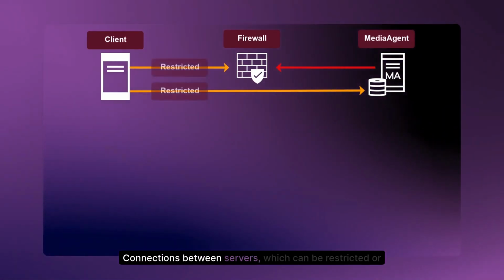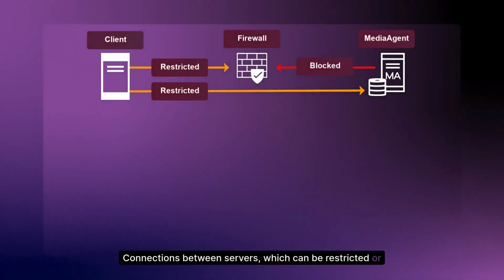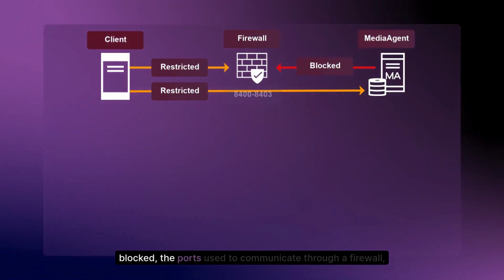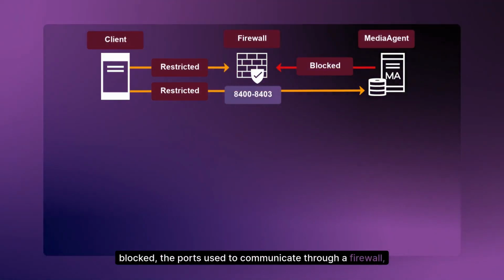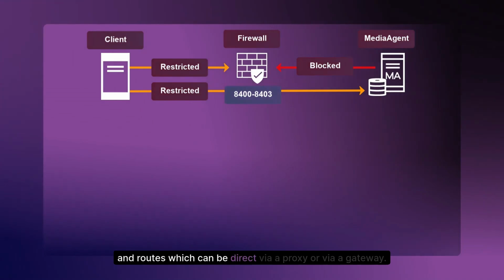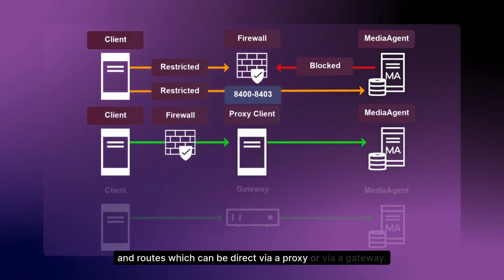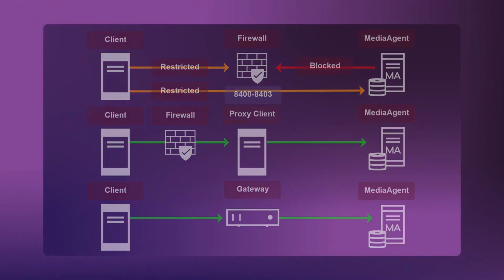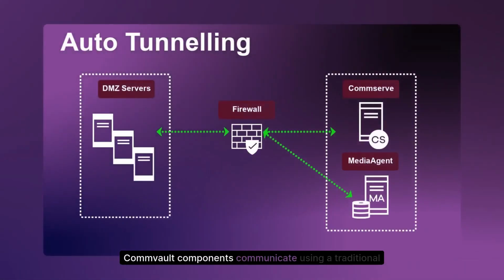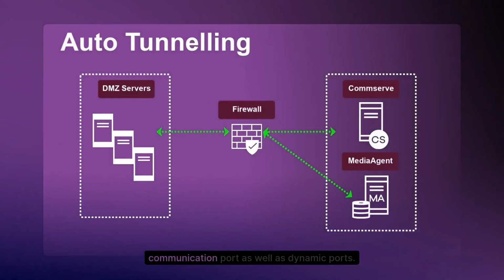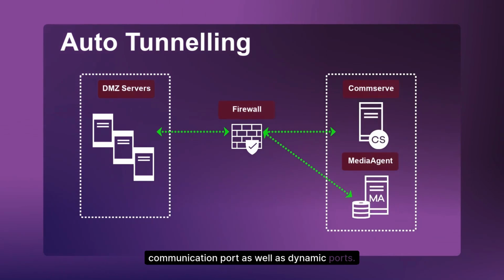Connections between servers, which can be restricted or blocked. The ports used to communicate through a firewall, and routes which can be direct, via a proxy, or via a gateway. Commvault components communicate using a traditional communication port as well as dynamic ports.